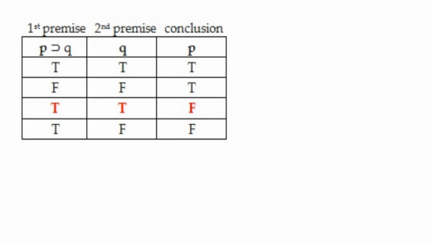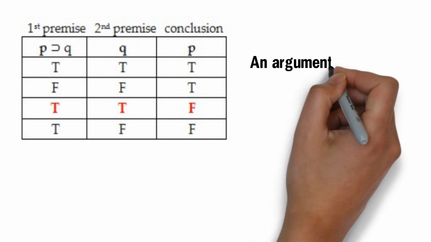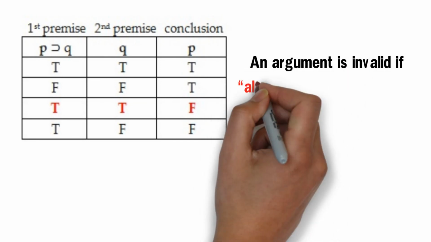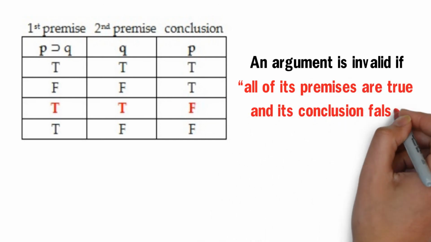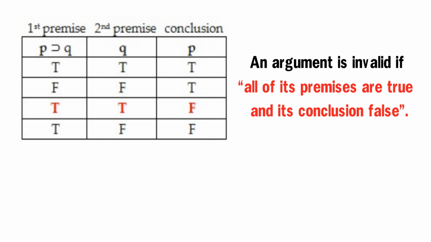If we recall, the rule in determining the validity of an argument in symbolic logic says that an argument is valid if it does not contain the form all true premises and false conclusion. And an argument is invalid if all of its premises are true and its conclusion false. Please note that in applying the rule, we need to consider all rows in the truth table.